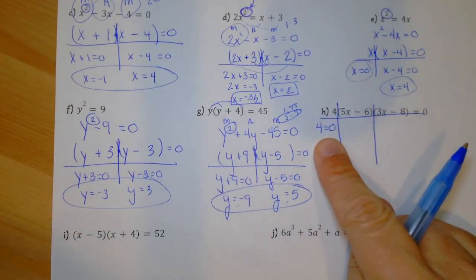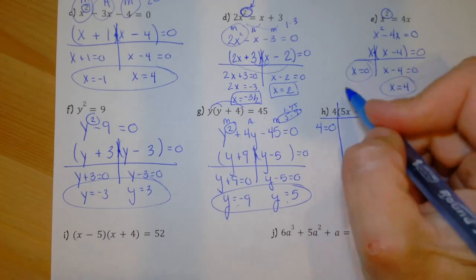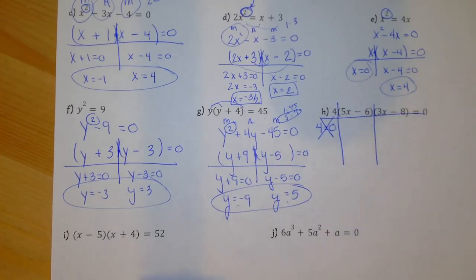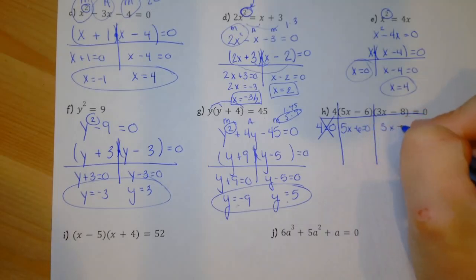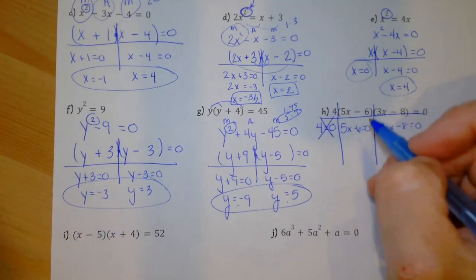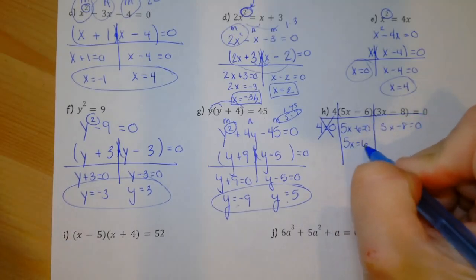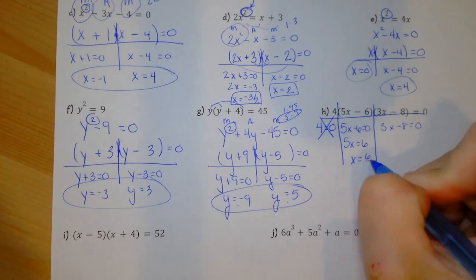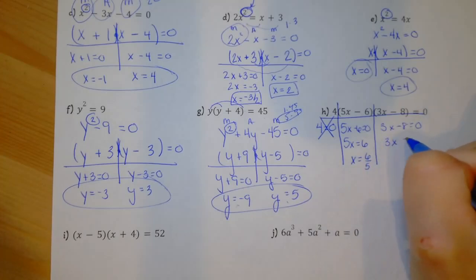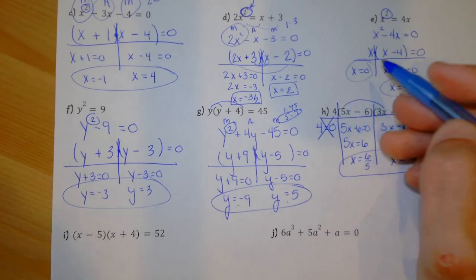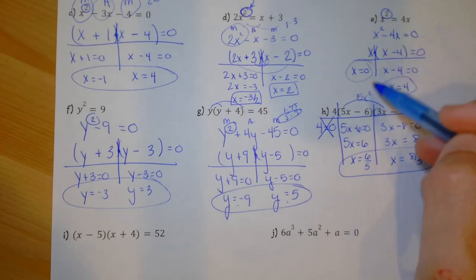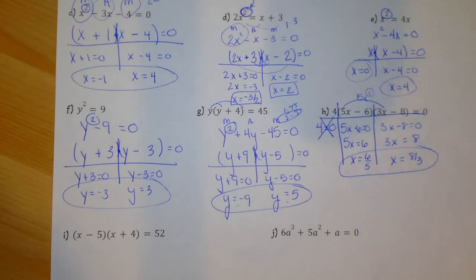First, is there even an x here? No, there's no x. And 4 equals 0 doesn't make sense. That means nothing. So I'm going to set 5x minus 6 equal to 0 and 3x minus 8 equal to 0. 5x equals 6, so x equals 6/5. 3x equals 8, so x equals 8/3. So 2 answers, and that should make sense. If I FOIL this out, I'm going to get a 15x squared.